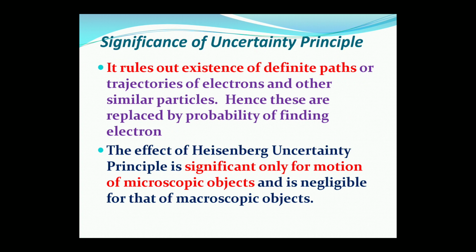And what is the significance of the uncertainty principle? Very important to understand. First point is that it rules out the existence of definite paths or trajectories of electrons and other similar particles.